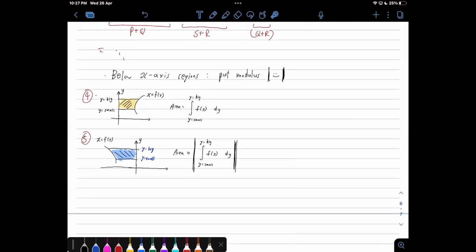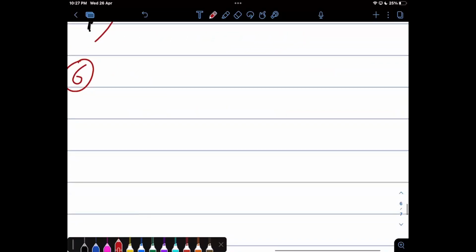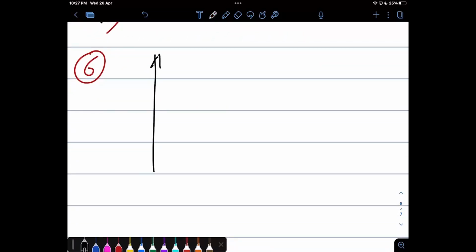Now, point number 6, let me just quickly bring this up before I go, in case you encounter a question like this. If you find 2 curves that intersect like this, say at this point, then you have the area in between.